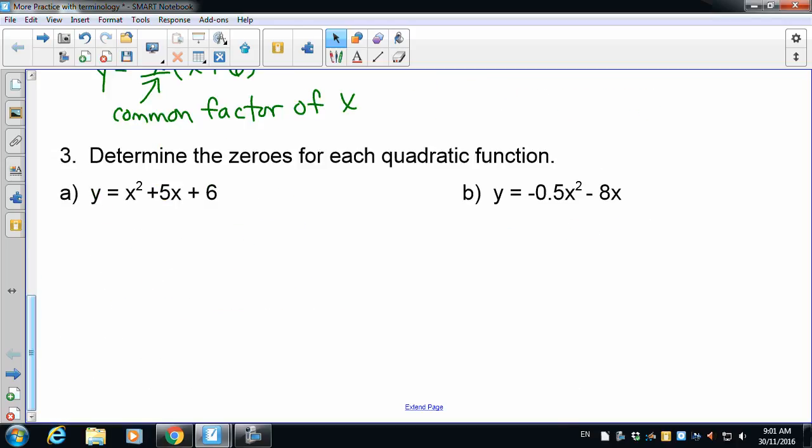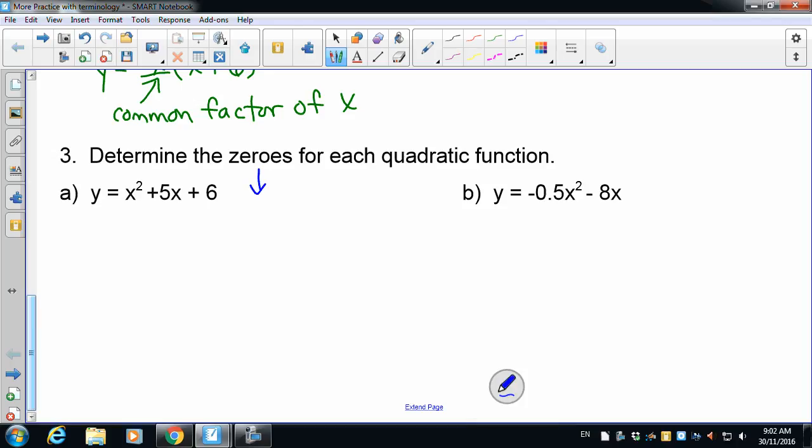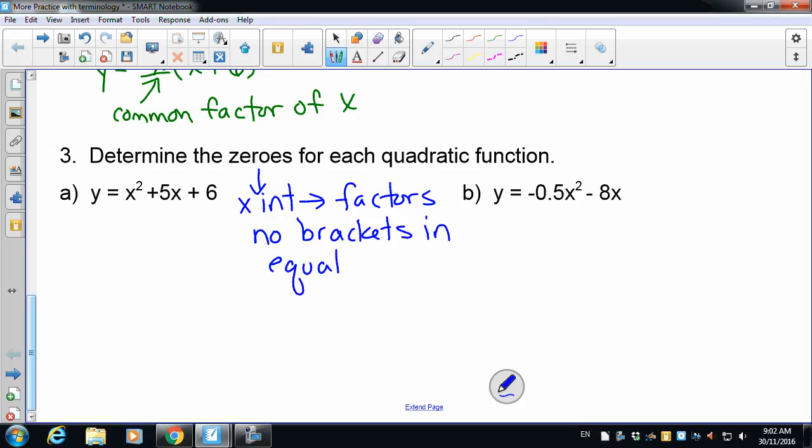All right, third question. Determine the zeros for each quadratic function. We already talked about this. As soon as you see the term zeros, you're thinking x-intercept. As soon as you see the term x-intercept, you should be thinking factors. And I look at these two equations and there are no brackets. Therefore, I need to factor. So there's no brackets in the question. Therefore, we need to use our algebra skills and factor.